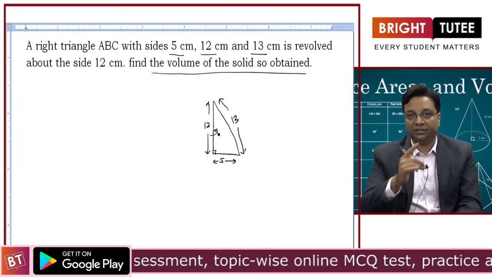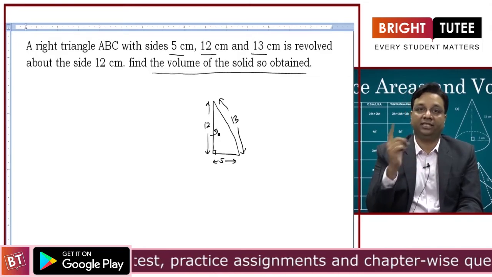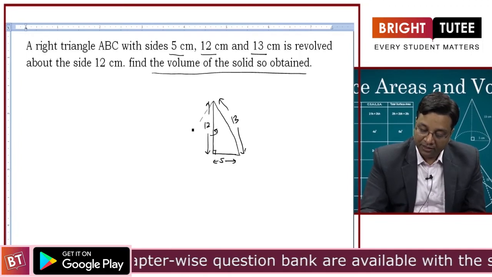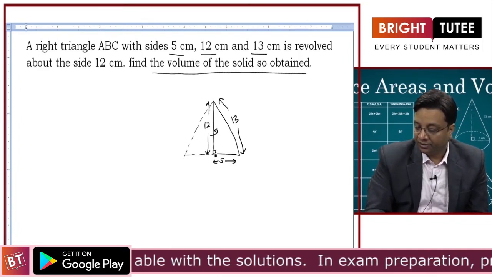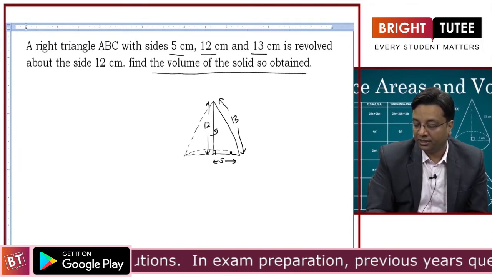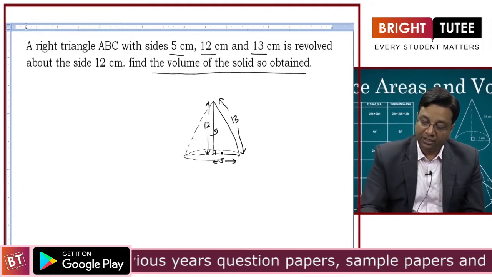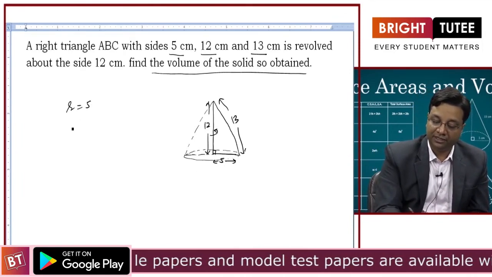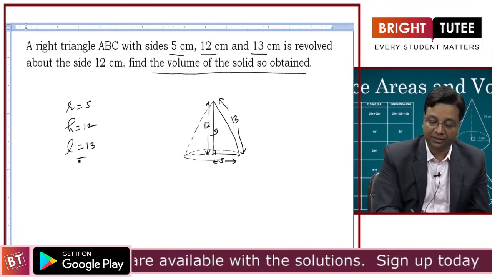So when I am revolving this, if you visualize this, it will be a cone-like shape, right. So it will exactly be a cone. When this side comes here and when you are rotating, you will see that it will be a cone. So the dimensions of this cone will be, r will be 5 in this case, h will be 12 in this case, and l will be 13 in this case.